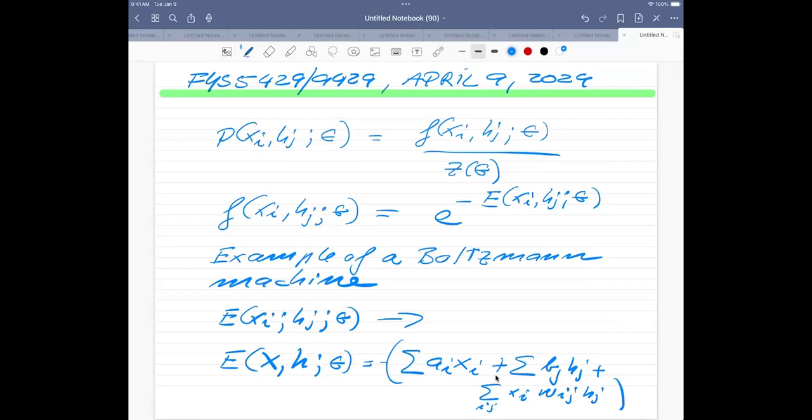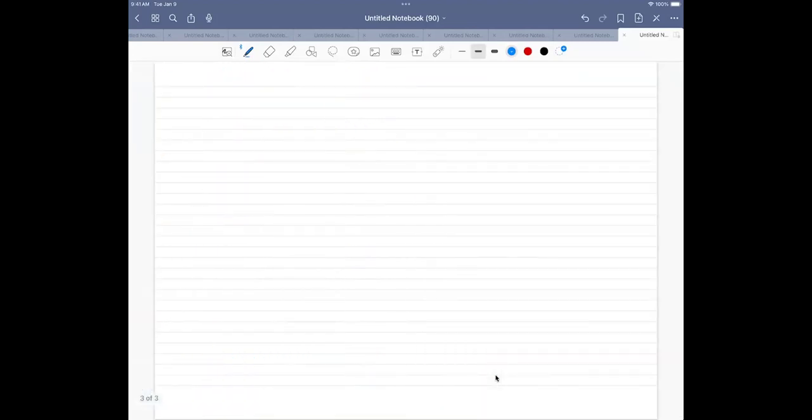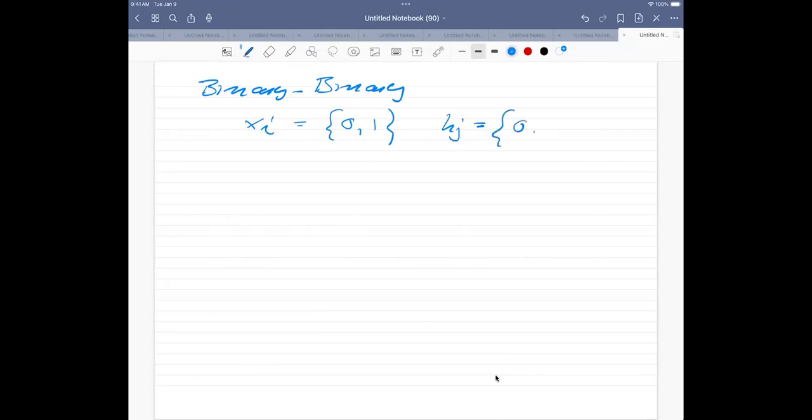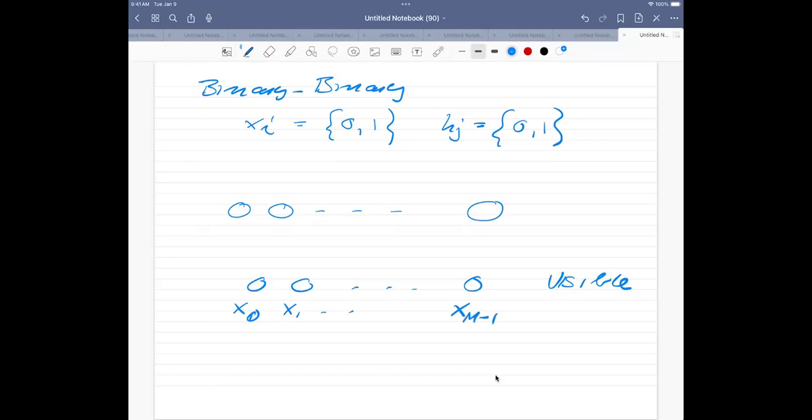In order to see that, we need to make a drawing. What you see here is normally called a binary Boltzmann machine. This is the most common case. We are assuming that these x_i's take values 0 and 1, and the h_j's take values 0 and 1. What we would have then is a set of nodes, and a set of visible nodes. So this is the visible one. This will be my x_0, x_1, up to some x_{m-1}. I'm just labeling them a little differently from last time. And then I have h_0, h_1, and this goes up to h_{n-1}. So I have n hidden nodes.